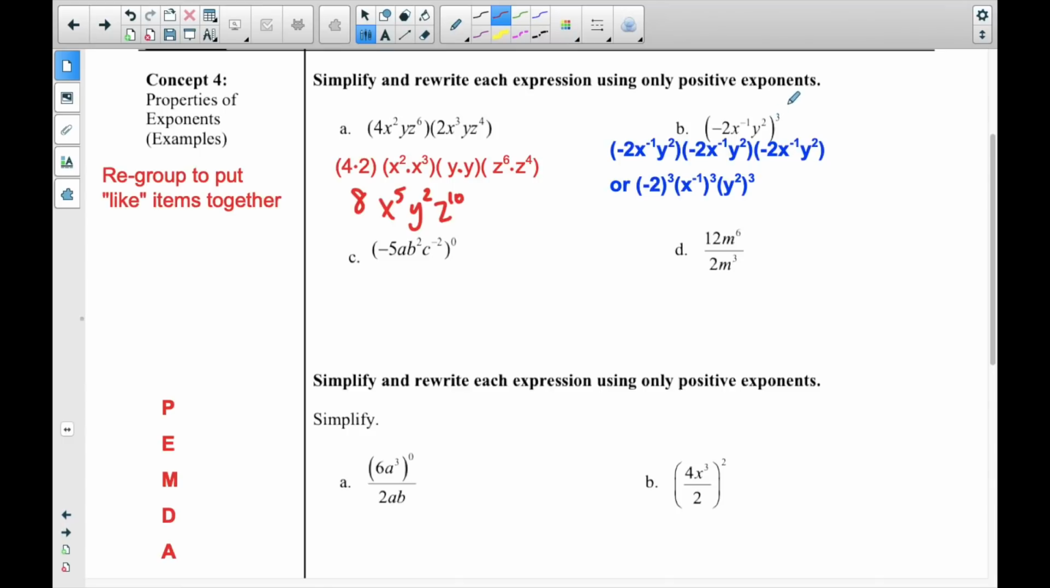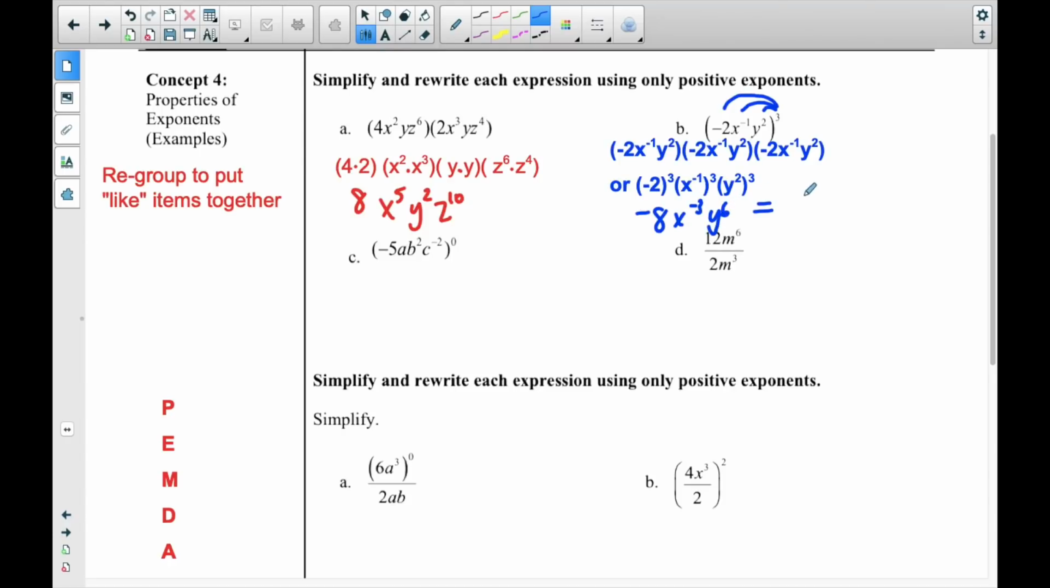This next one, again, it's quite complex, and so we can look at it two different ways. Since it's to the 3rd power, we can take everything in parentheses times itself 3 times, or we can distribute like we've talked about. We'll take -2 to the 3rd, x to the -1st to the 3rd, and y to the 2nd to the 3rd. Whichever way you want to do that, what that's going to come out to is -8, x to the -3rd, and y to the 6th.